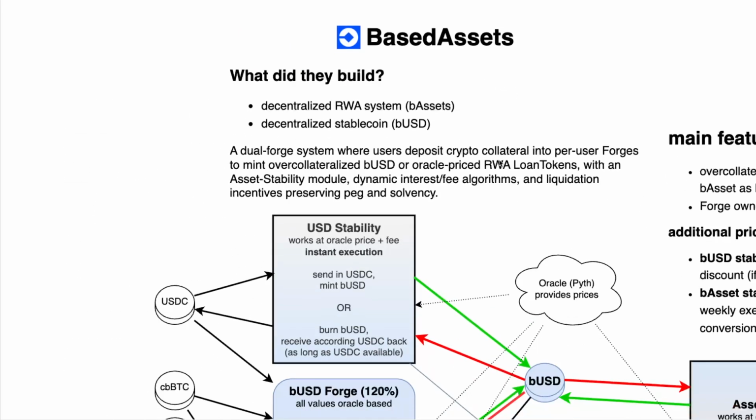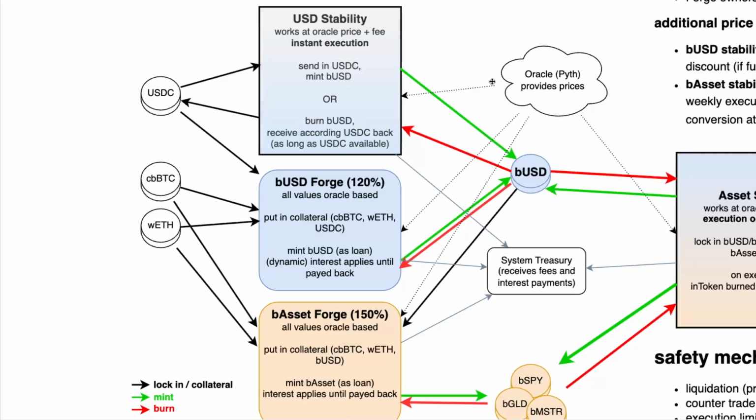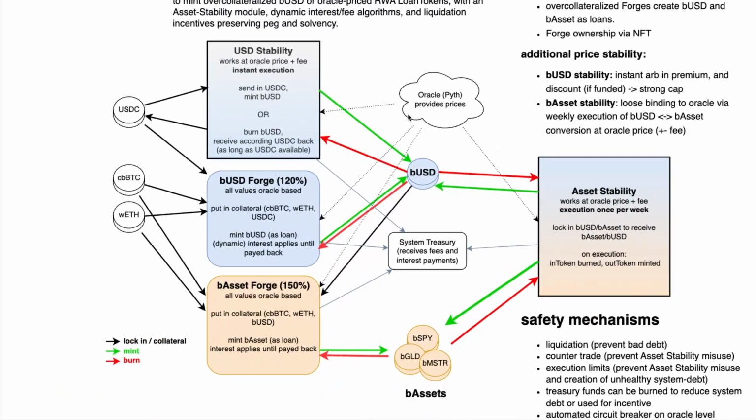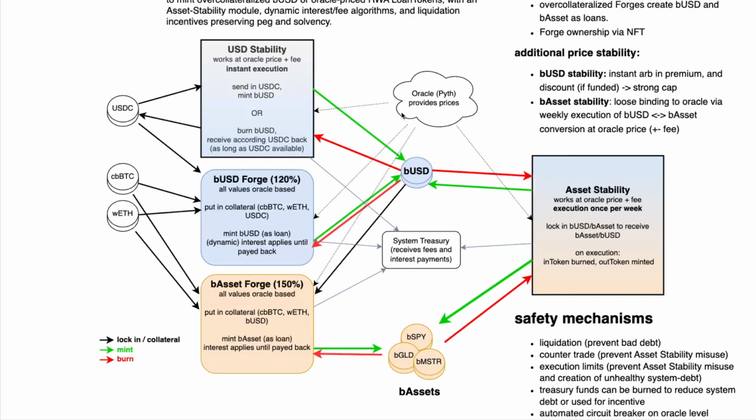To get a bit of an overview on what they built, let's look at their system. This is now from the other video. So if you want to go into detail, watch the other video. I will just quickly recap. The core of the system are forges where any user can put in collateral and mint, so create, based assets and the based USD, so B assets and BUSD.